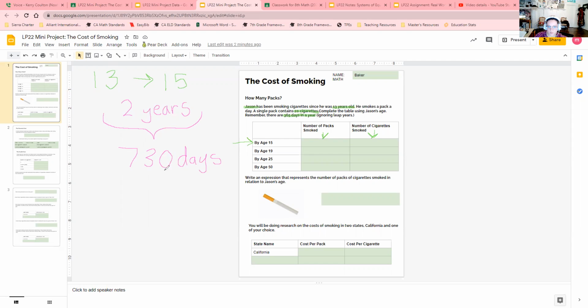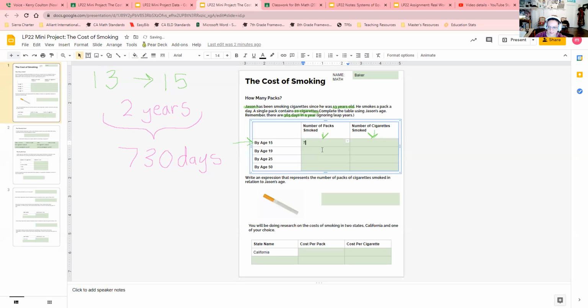And he smokes one pack every single day, so that is 730 packs that he has smoked. In order to figure out the total number of cigarettes, we're going to take our 730 packs and multiply by the 20 cigarettes in each pack. So 730 times 20 is going to give us 14,600 cigarettes.